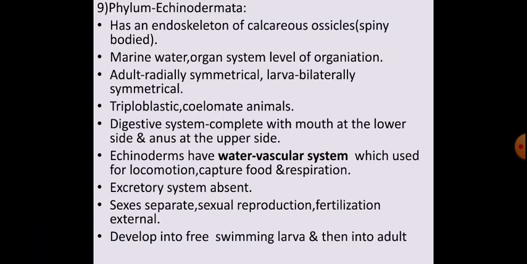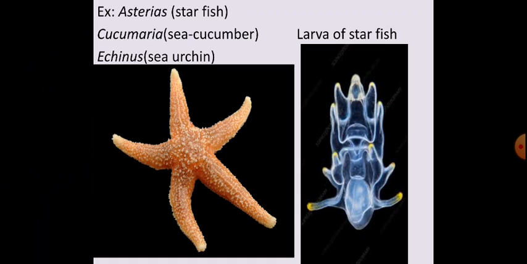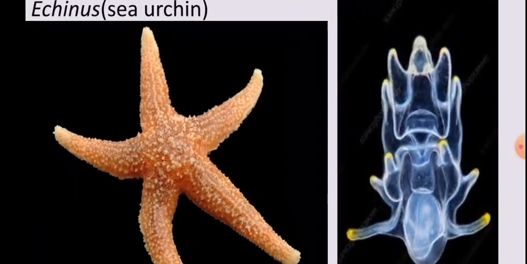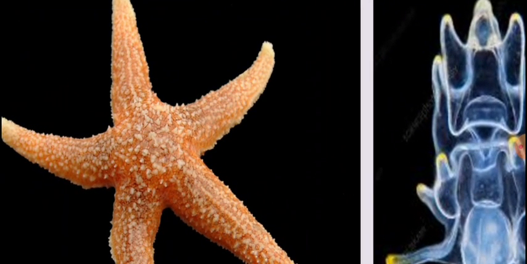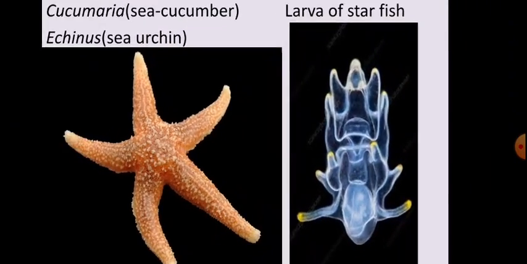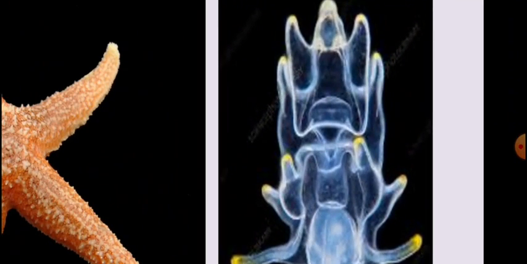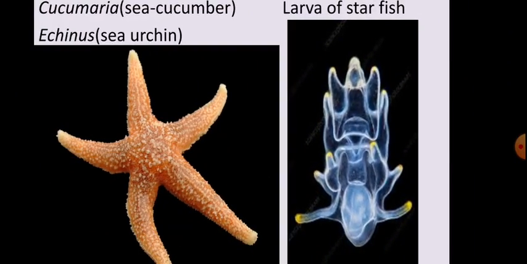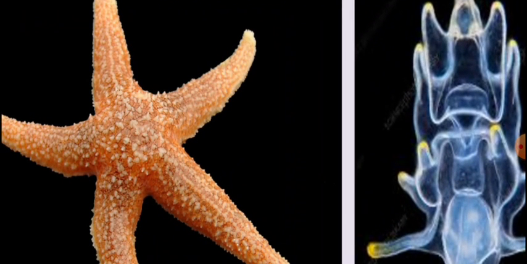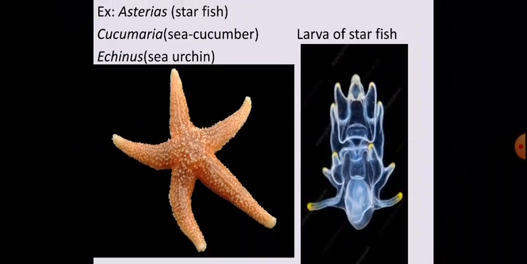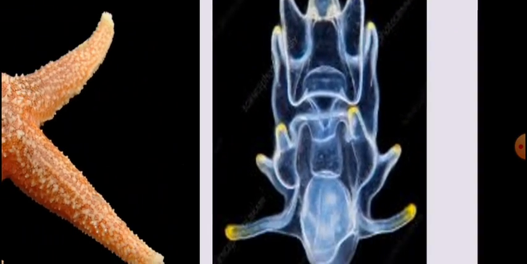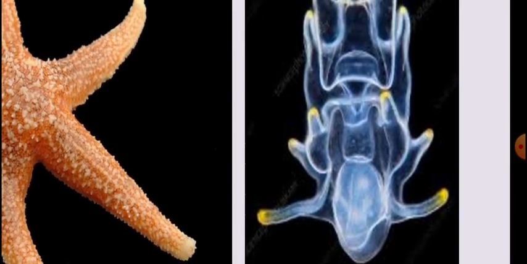The adult echinoderms are radially symmetrical, but the larva is bilaterally symmetrical. See this? This is an adult starfish. This is the larva of starfish. See the difference? When starfish become big, they look like this. Their young ones are called larvae of starfish.